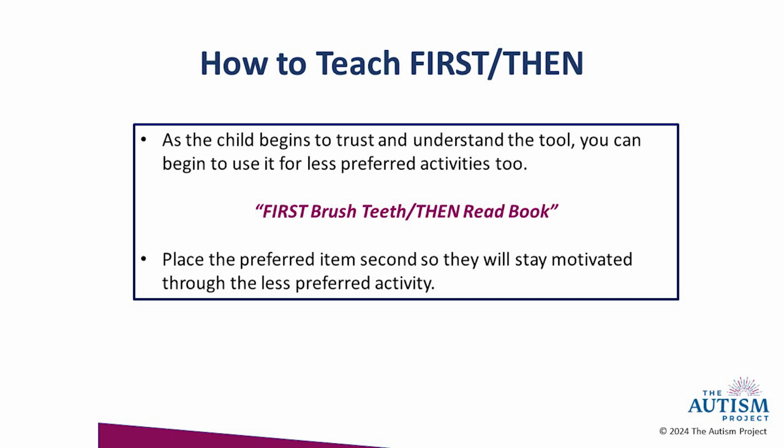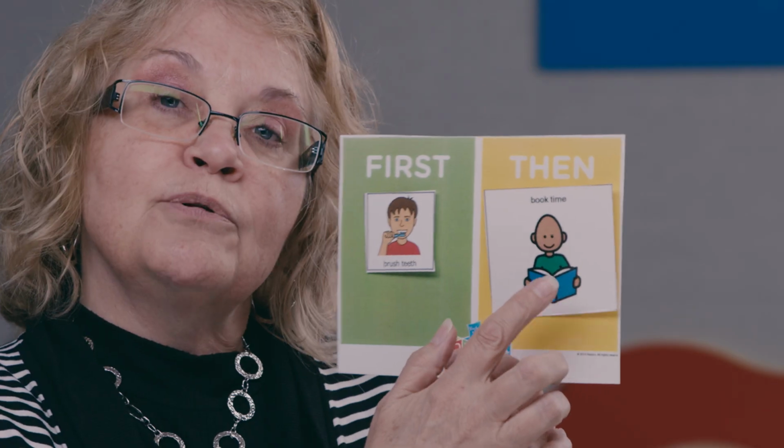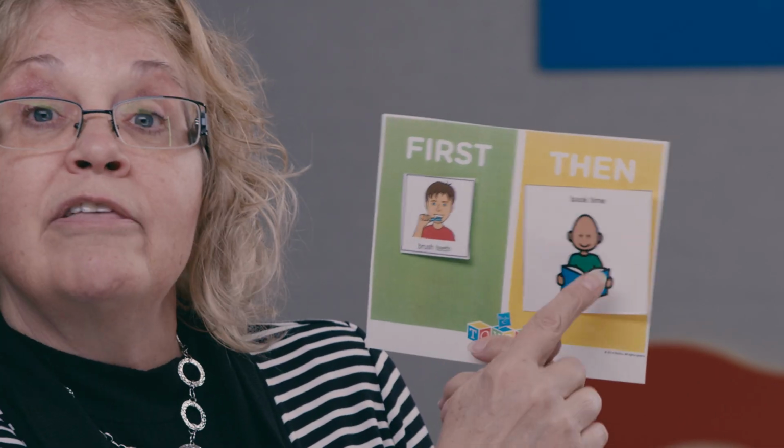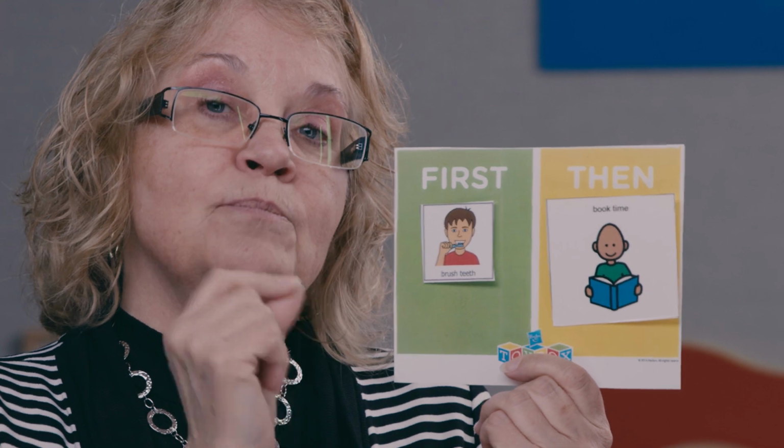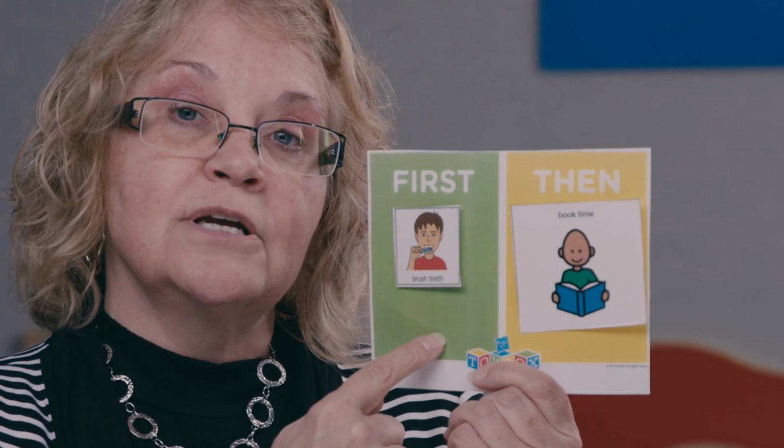As a child begins to trust and understand the tool, you can begin to use it for less preferred activities. We all have things in our day that we don't prefer to do, but they have to get done. So in this example, I have first we're going to brush our teeth, and then we're going to read our book. By having the preferred activity as the second or the then, it helps to motivate the child to get that first task done. And in this case, it's brushing your teeth.